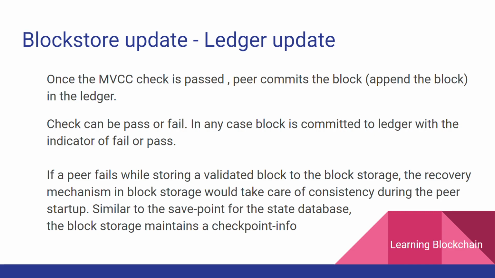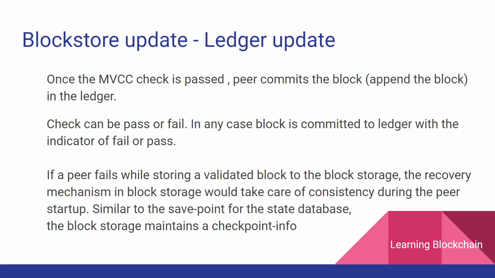Here in the last point, if you see the last line, similar to the save point for the state database, the block storage maintains a checkpoint info. So there are two things for the recovery mechanism you need to understand: one is the save point and another is the checkpoint info. Till now we don't have any information about the save point. I have never said that in any of the previous stages, like gossip, MVCC or VSCC, we are storing the save point. It will come after this stage.